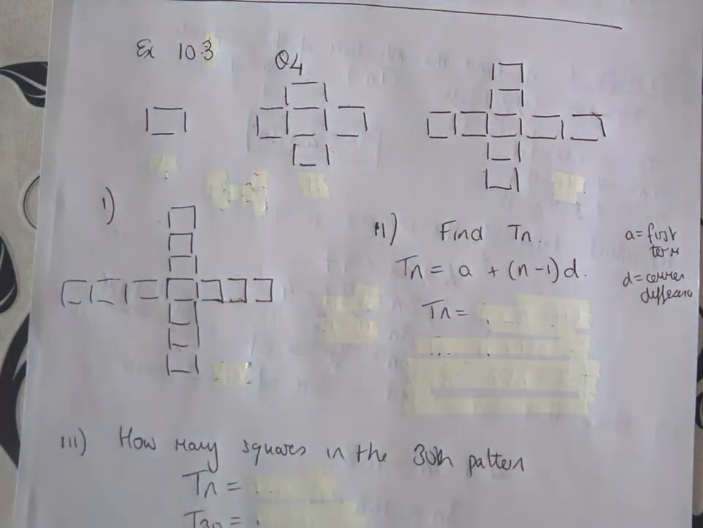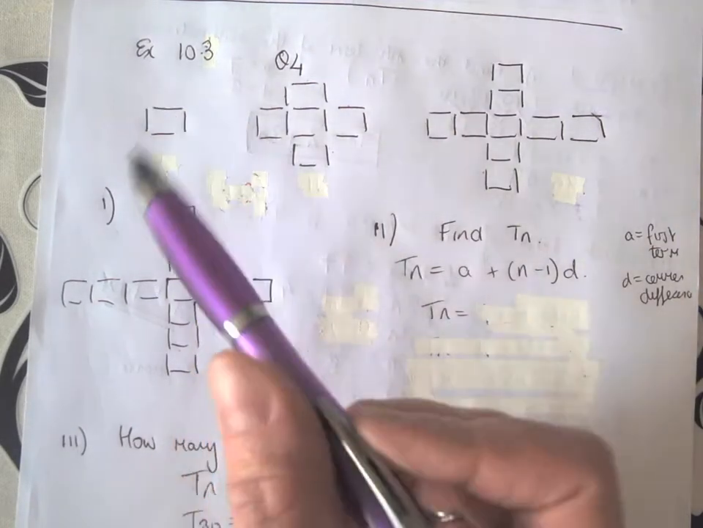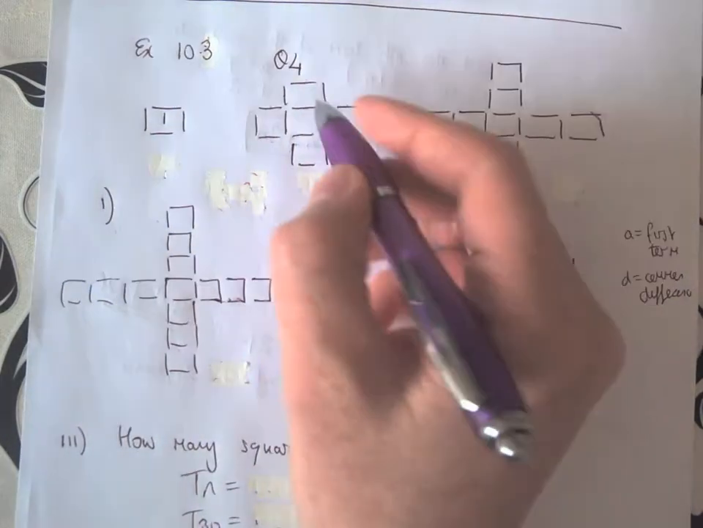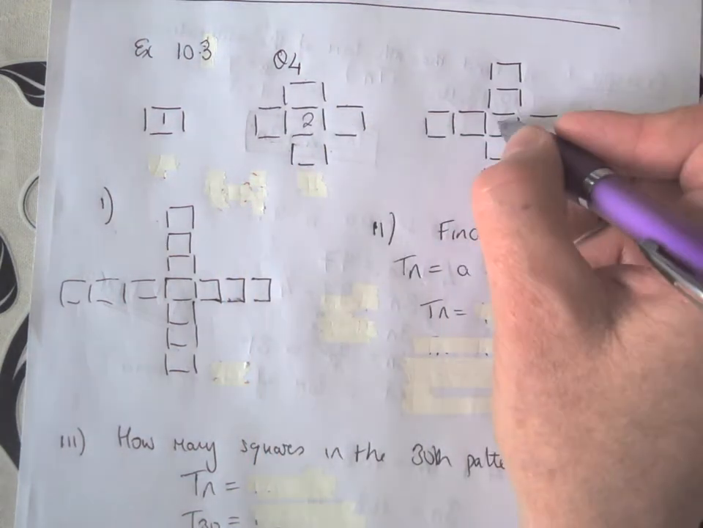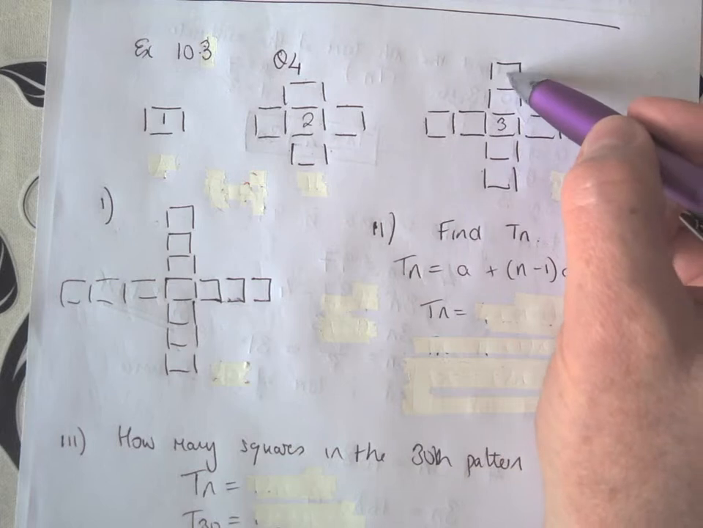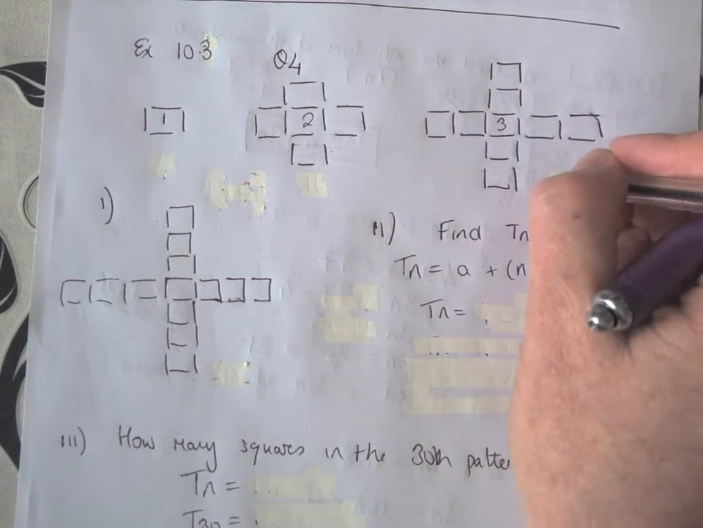Okay, so someone asked me to do question 4 on exercise 10.3, so I'm going to just do that first. A pattern of squares is built up from matchsticks as shown. This is the first pattern, it has 1 square. This is the second pattern, it has 1, 2, 3, 4, 5 squares. This is the third pattern, it has 1, 2, 3, 4, 5, 6, 7, 8, 9 squares.